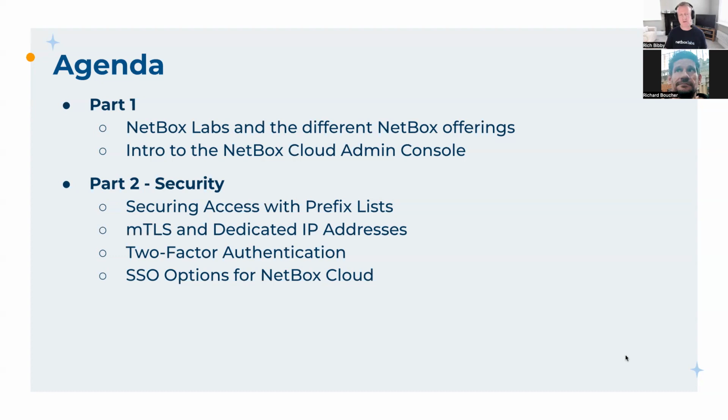In the second part, we'll look at the security features that we've added recently. So things like how to secure access to your NetBox Cloud instance with the prefix list. We have MTLS and dedicated IP addresses for even more layers of security. We also have two-factor authentication for the admin console, and I'll run through some of the SSO options that we've got for NetBox Cloud. As we're going through this, I'll demo particularly the prefix lists, and how we do that.